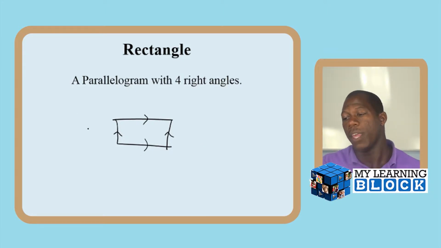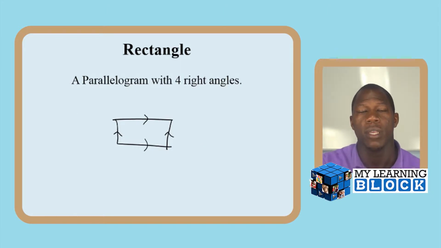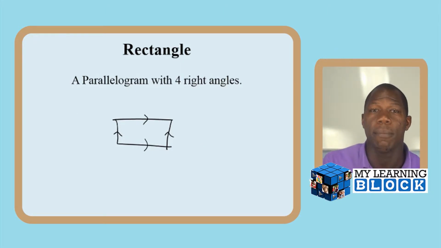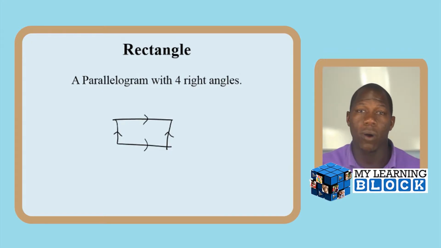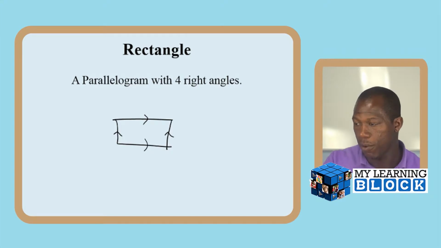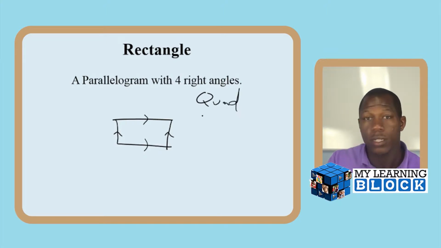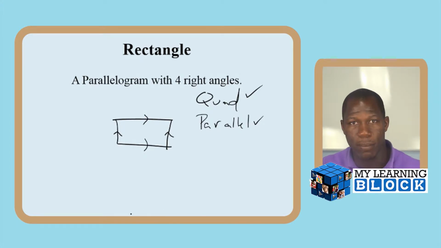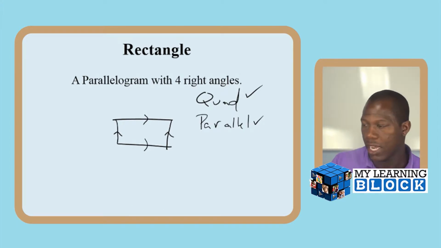So there is a parallelogram, and a rectangle being a parallelogram means that it is a quadrilateral and it has two pairs of parallel sides. Let's think about that for a moment. A rectangle is a quadrilateral. Good, check. A rectangle is a parallelogram. Good, check. In order for it to be a parallelogram, it has to be a quadrilateral.